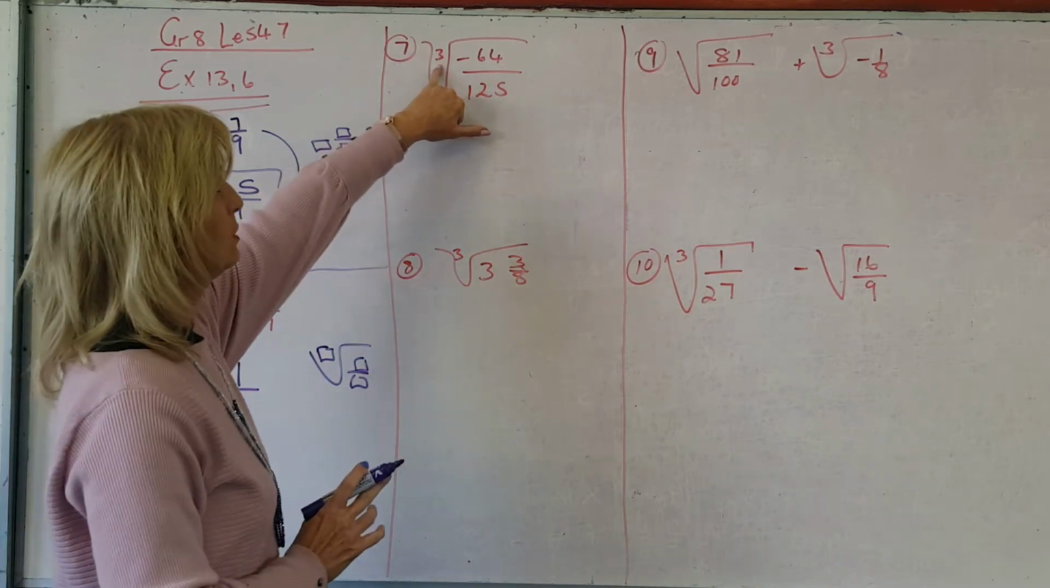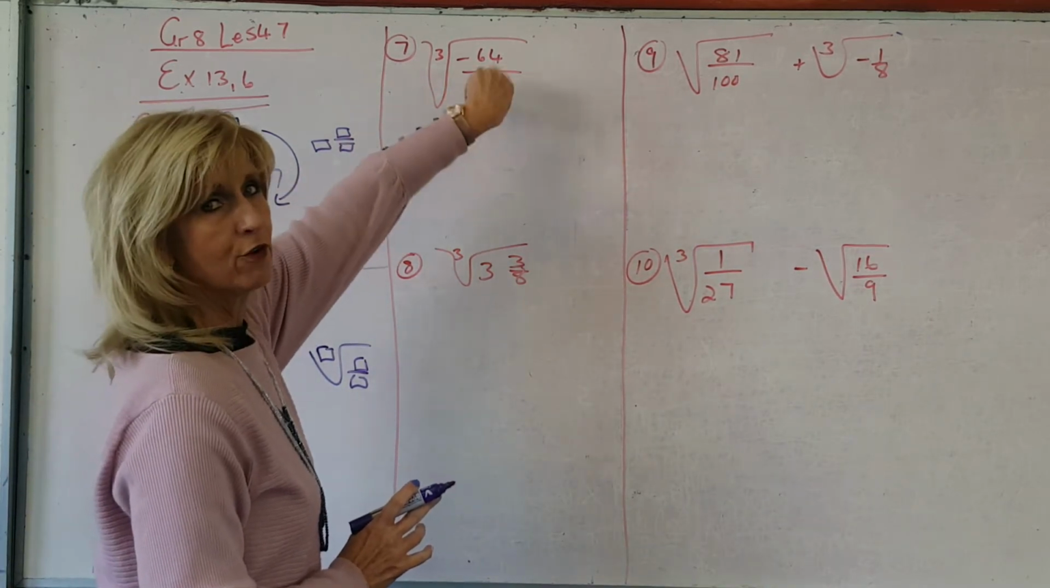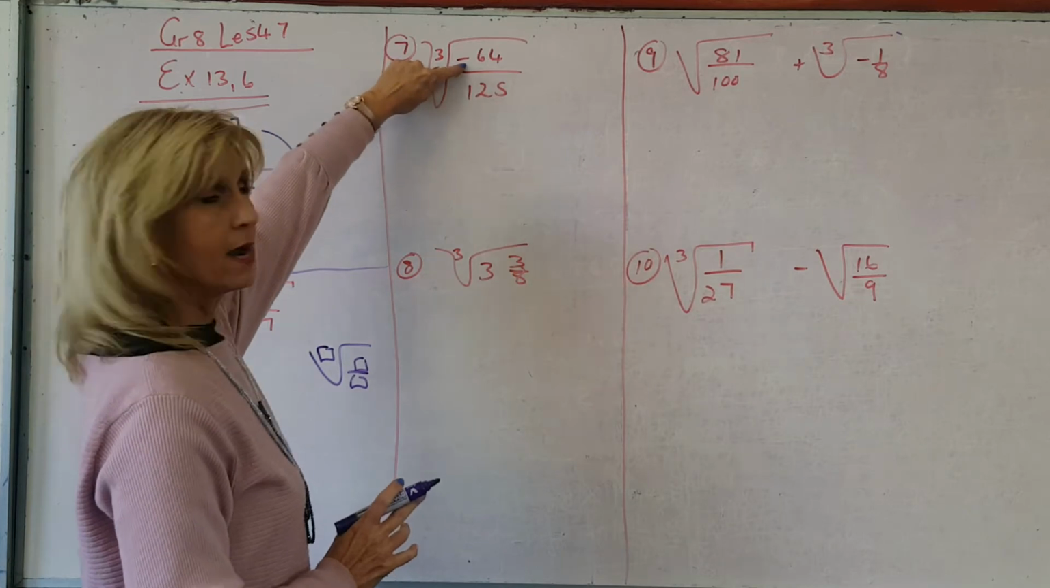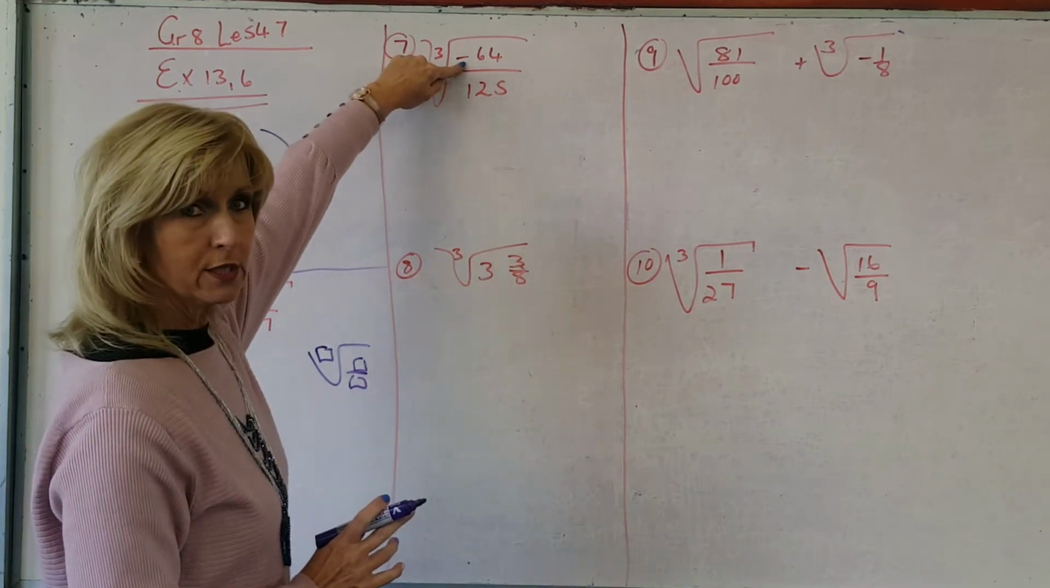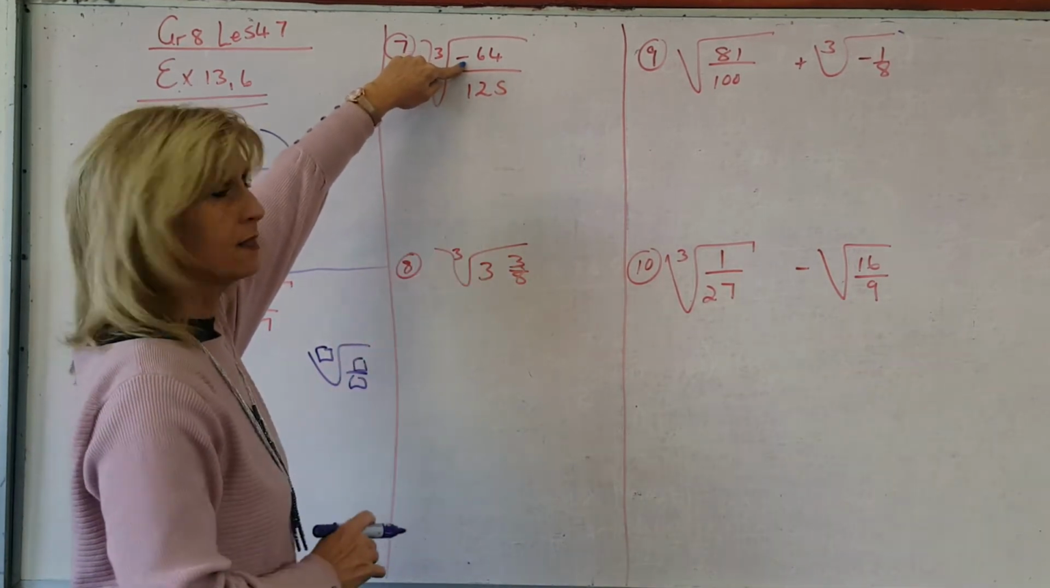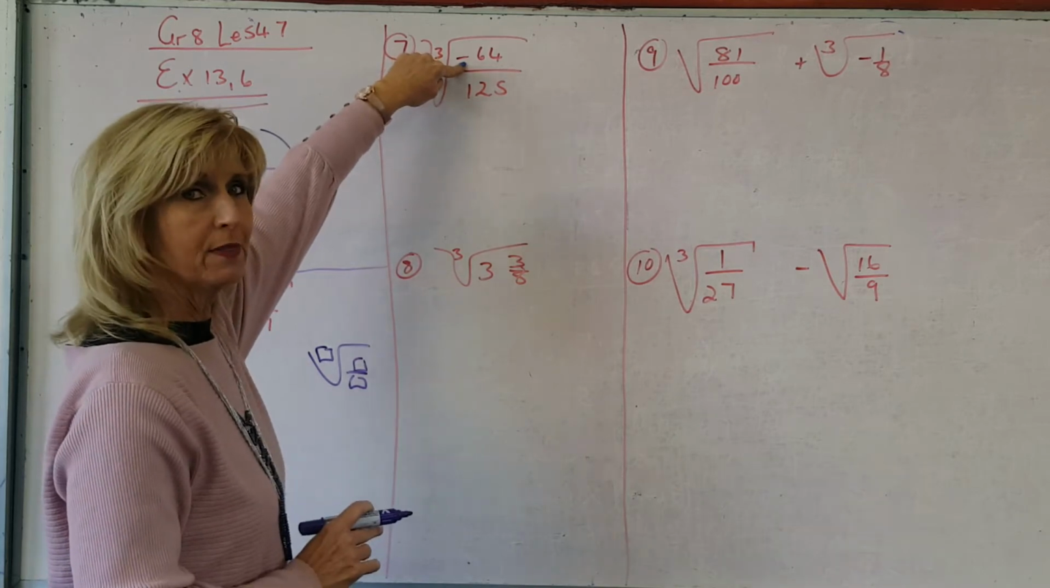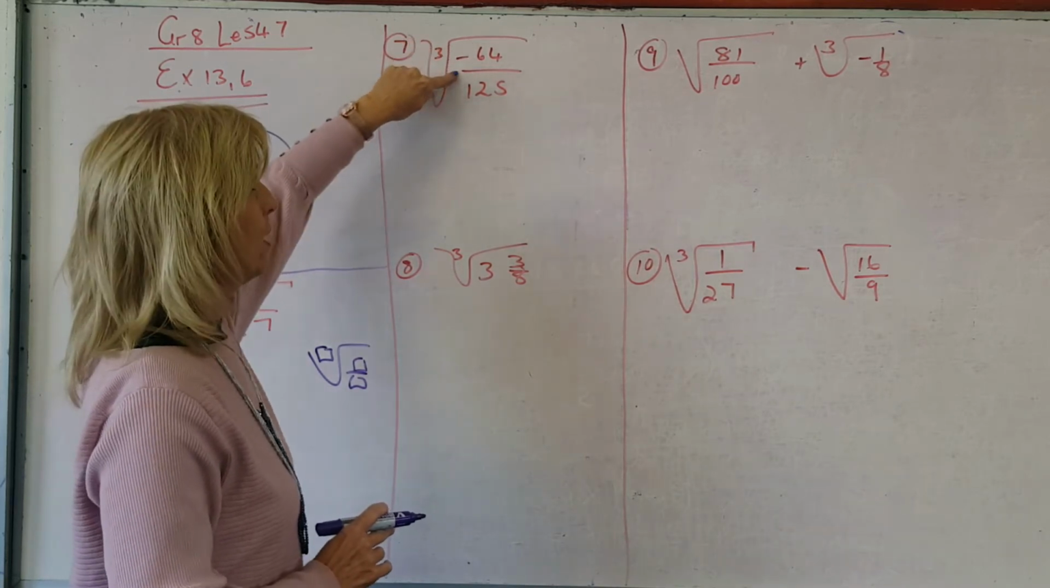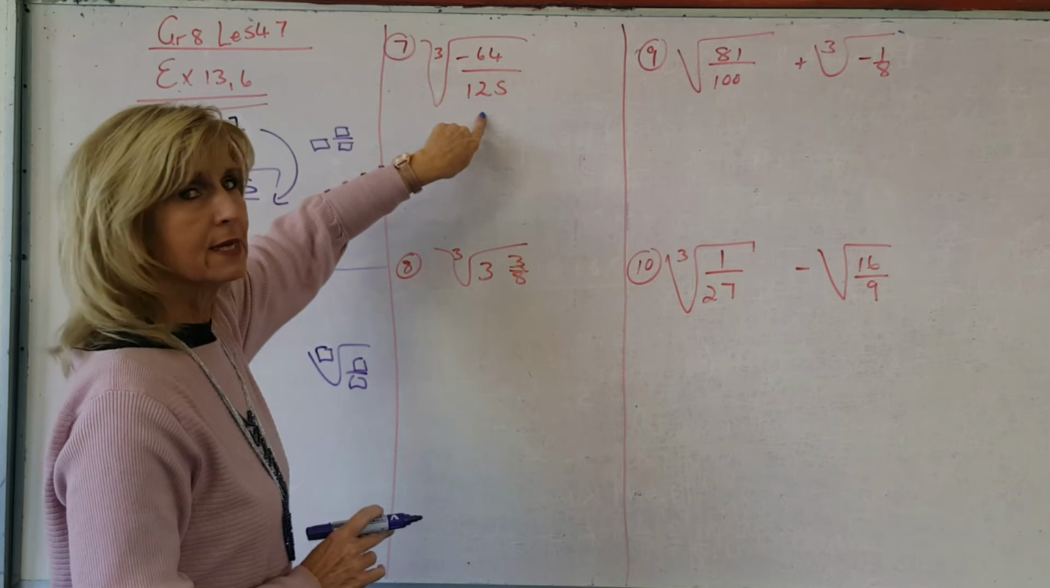So cube roots, and then inside you're going to have your fraction. Where does that minus belong? Just where you want it to be. It's actually at the 64, that's where they've written it, but that minus can be at the top, or right in front, or at the bottom, it doesn't matter.